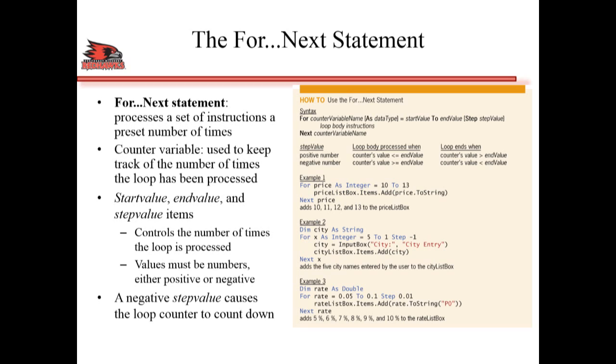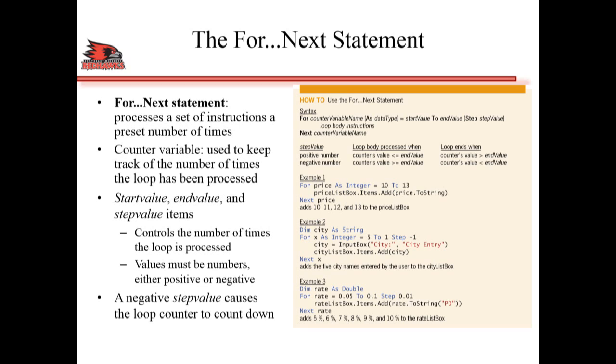So maybe you've observed this, that in example 1 we didn't have a step value, so by default the program chose a step value of 1. In example 2 we have a step value of -1, so it's going to decrease from 5 to 1.